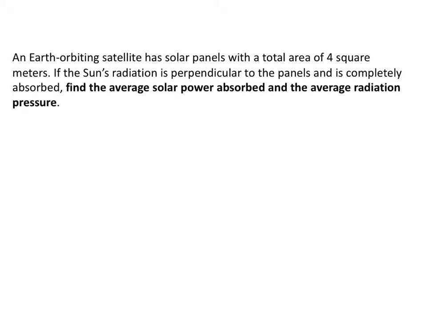More satellite stuff, because that's really practical, obvious. Somebody gets paid a lot of money to make these things work out nicely. So some satellite has solar panels, 4 square meters of solar panels. That's not a lot, but a lot for a satellite. If the sun's radiation is perpendicular to the panels and is completely absorbed, then find the average solar power absorbed and the average radiation pressure.